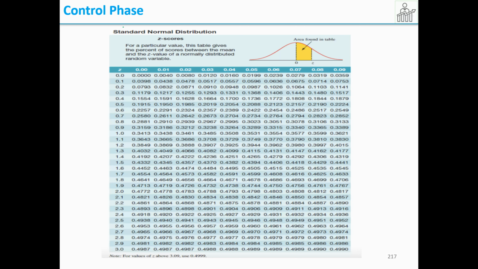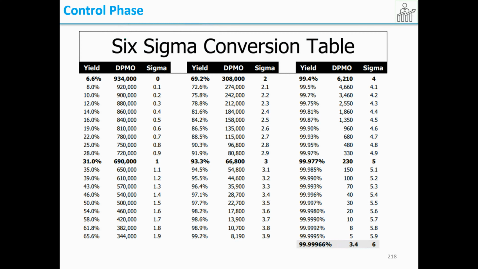And this is a standard normal distribution table based on Z scores. We are going to see how much your data is distributed, and we say this much is the yield. So this one we'll see in higher belts. So as of now, just keep this chart. We'll discuss it in the coming higher levels of belts. This is a Six Sigma conversion table for defects per million opportunities calculation.